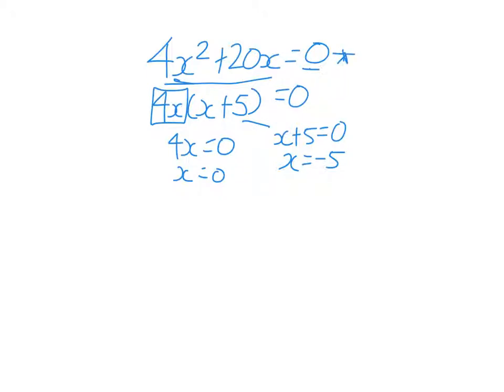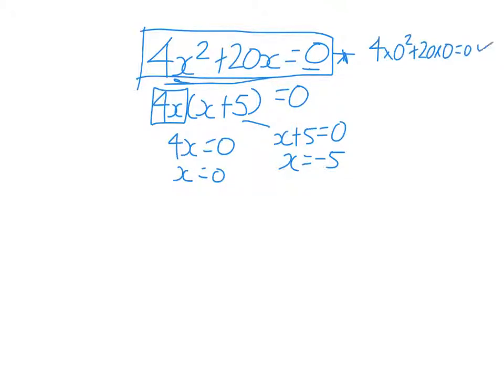If I substitute x equals 0 into this, I get a true statement. So let's just look at that. If I go 4 times x squared plus 20 times x, I do get 0. That's right. If I substitute x is minus 5, I get 4 times, so negative 5 squared is positive 25, plus 20 times negative 5. And that does equal 0. That's why 0 and minus 5 are the solutions.